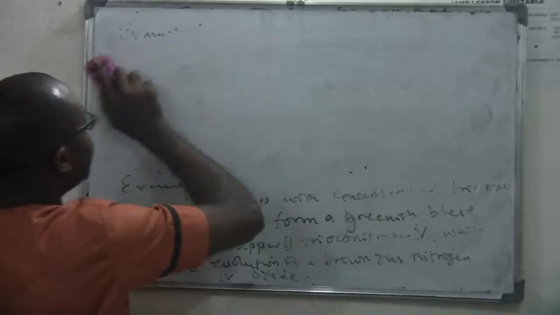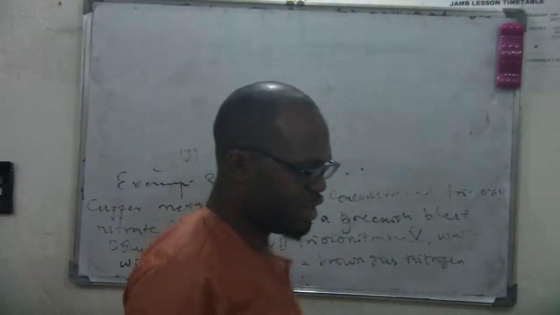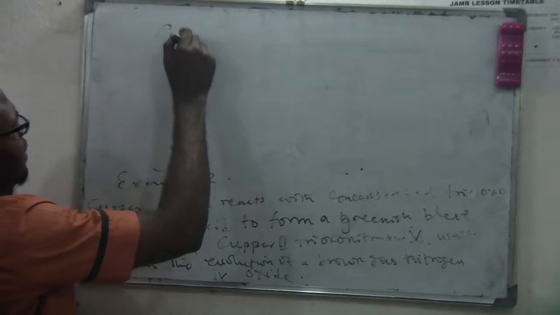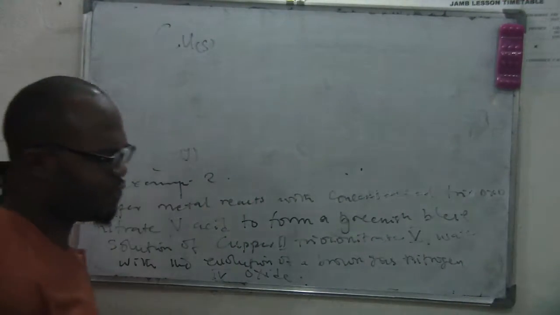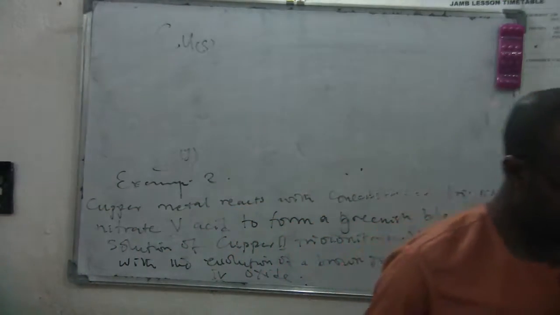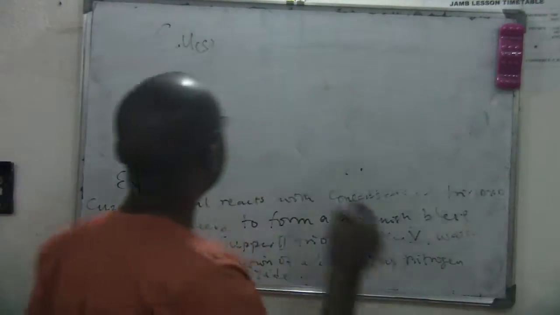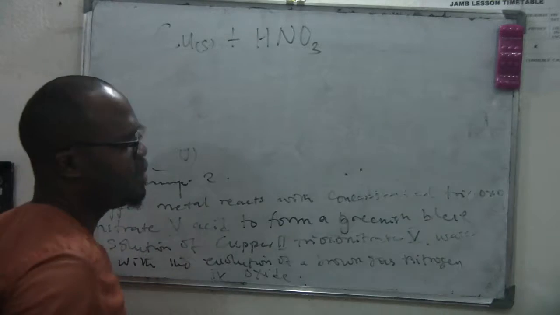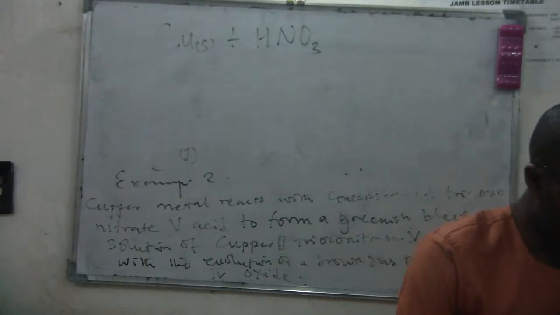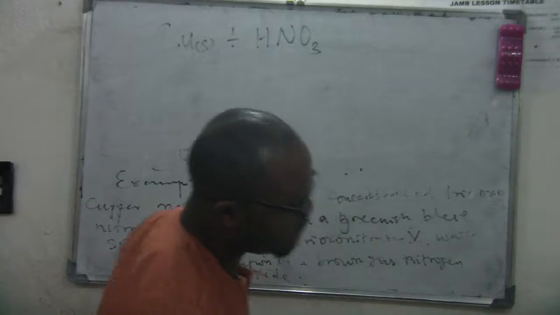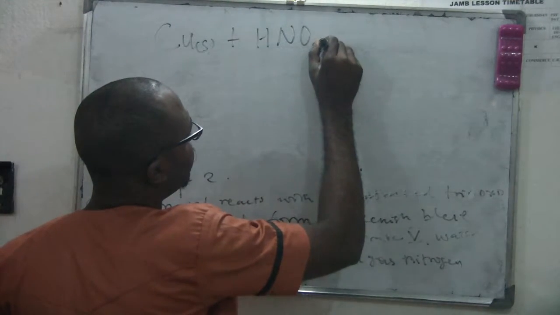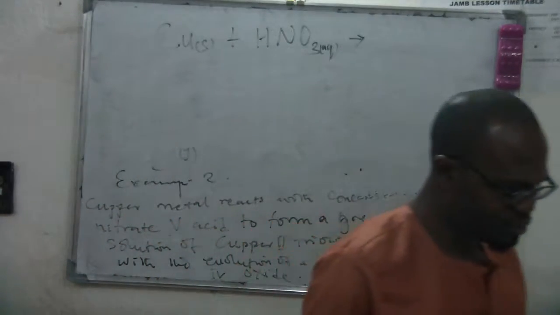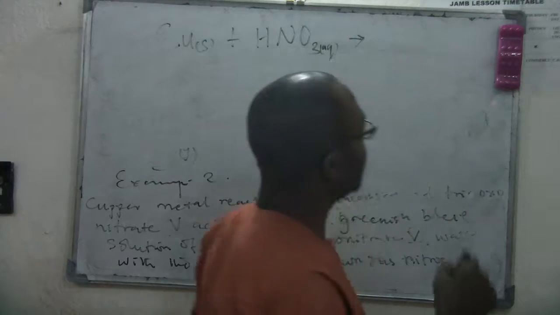Yes, so this equation is telling us that copper, metallic copper, will be Cu(s), S standing for solid state, plus HNO3. This is the concentrated trioxonitrate(V) acid, and acids are always in aqueous state. To give what? Cu(NO3)2.